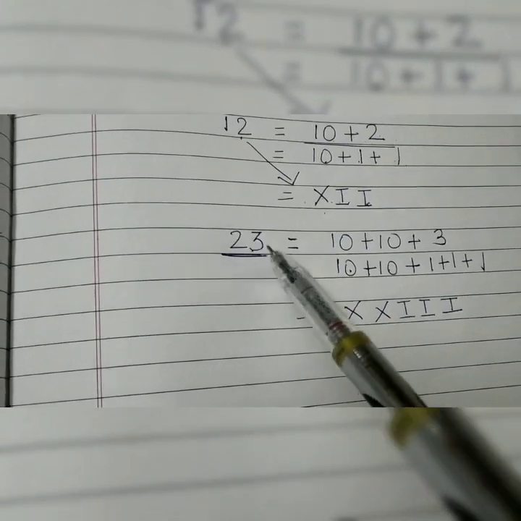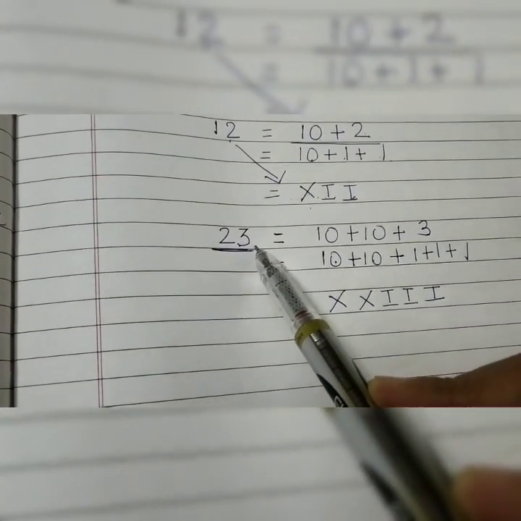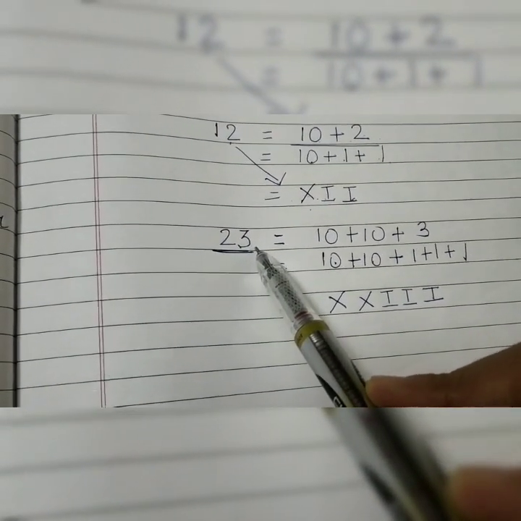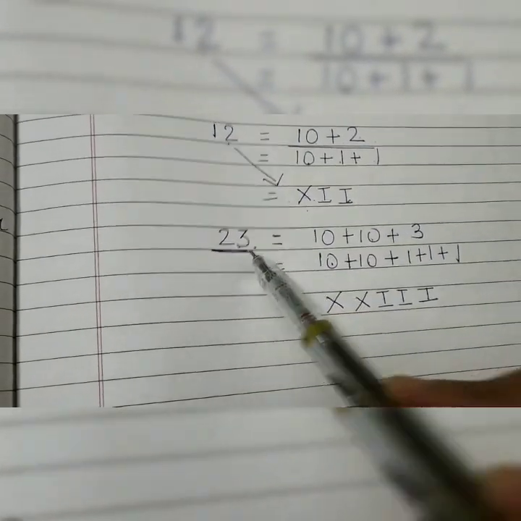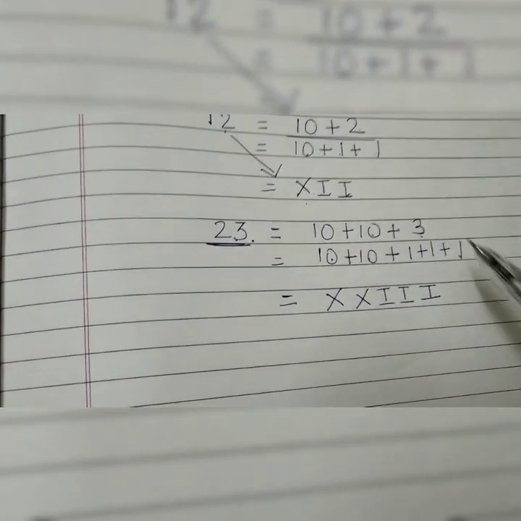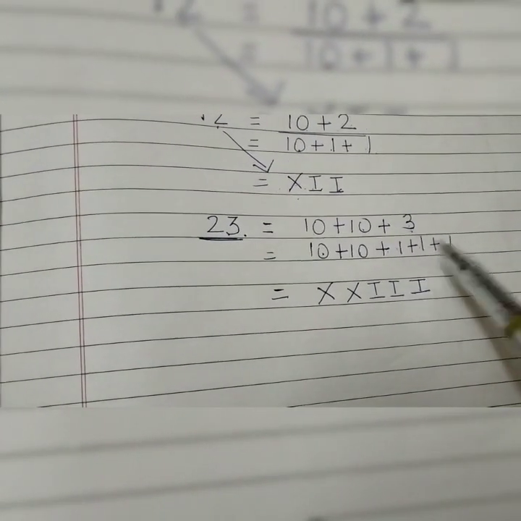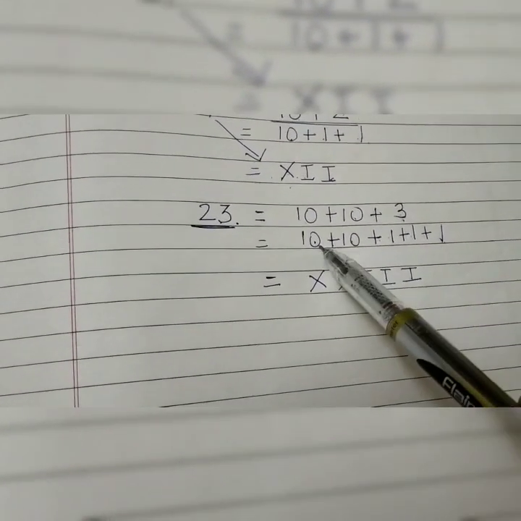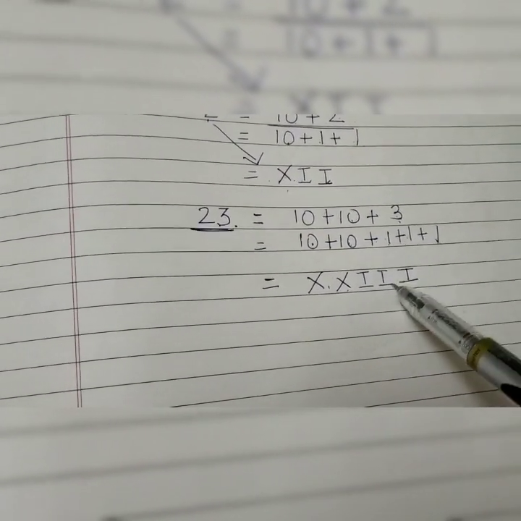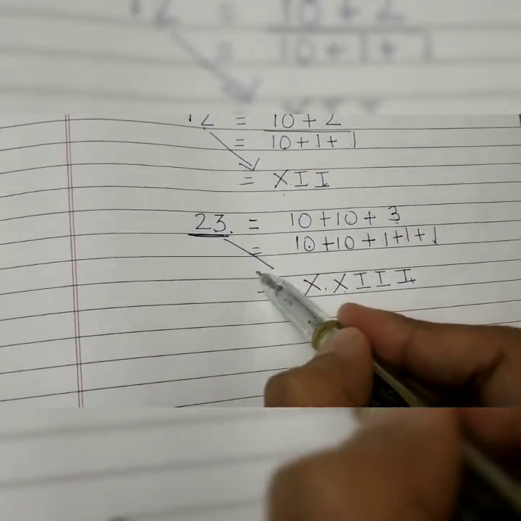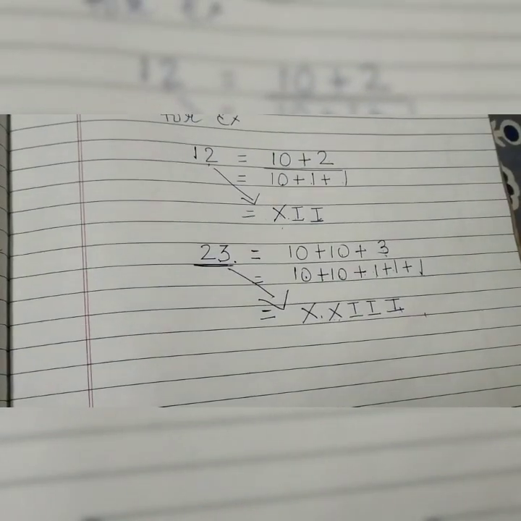Now suppose we are having 23. How will we break this number 23? We will break it into 10 or groups of 10. Now 20 we can write as 10 plus 10, and 3, simply I have written 3. One more time I will break this number, 10, 10. Now 3 we can write as 1 plus 1 plus 1. Now for 10 X, again for 10 X, for 1 I, for 1 I, for 1 I. So for 23, XXIII. I hope you all have understood this rule.